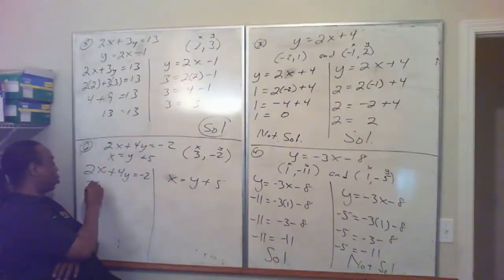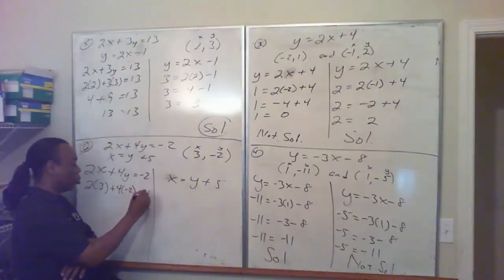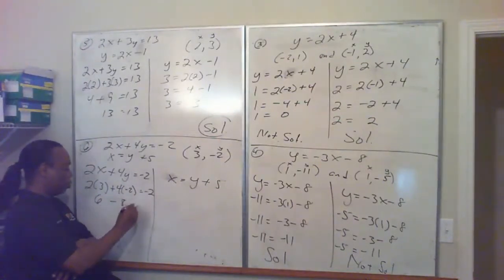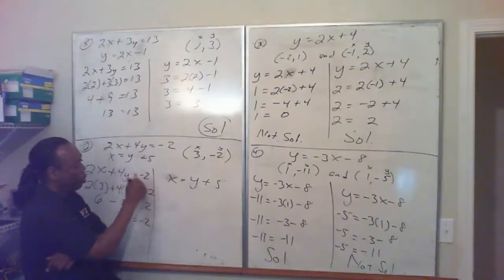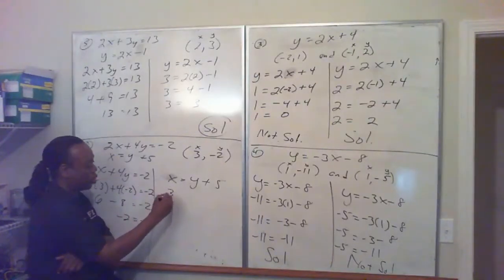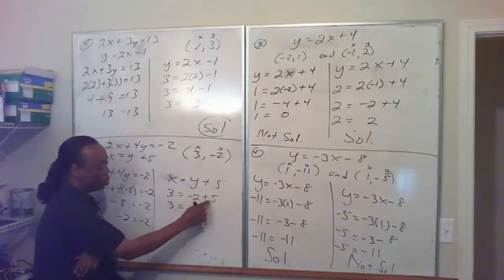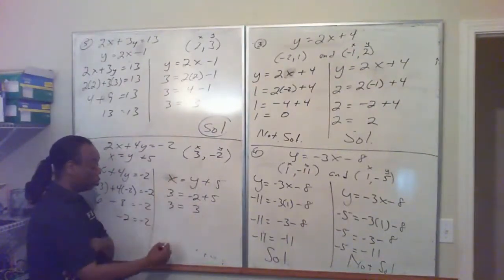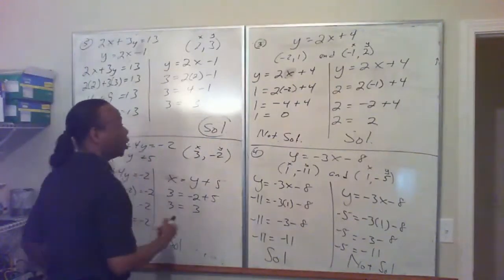So x becomes 3, y becomes negative 2, and what we get here is a 6. This is a negative 8. And we combine these two, we get negative 2 equals negative 2. So far so good. Okay, over here, we want to put in 3 for x, and for y, we want to put negative 2. And once we put the negative 2 and the 5 together, we get 3, and these two match, and these two match. Therefore, this right here is a solution to this system right here. All right. So that's verified.